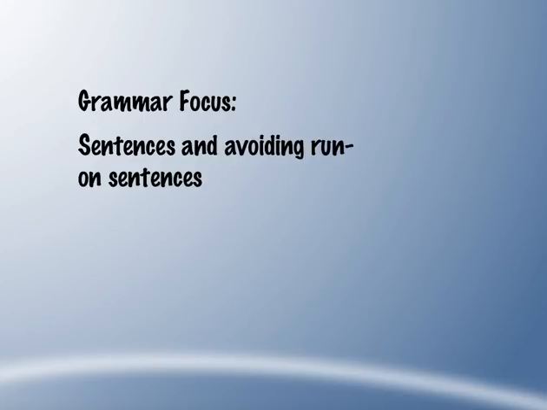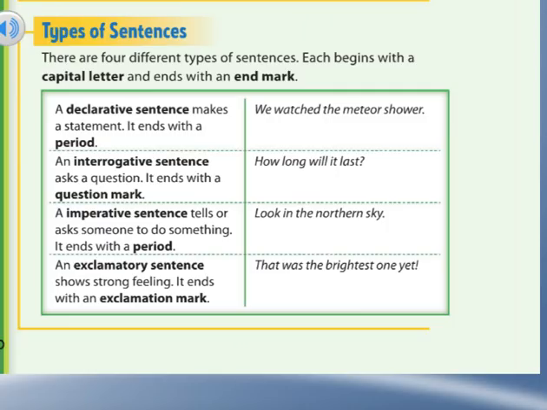So this week our grammar focus is going to be on avoiding run-on sentences and also just kind of reviewing what sentences really are. So this is going to be a big focus for some of us. So first of all, let's review what types of sentences there are that we typically use in English. There are 4 major types of sentences. Each one of them does begin with a capital letter and does end with an end mark. Now you notice it says end mark, but we've also called that punctuation.